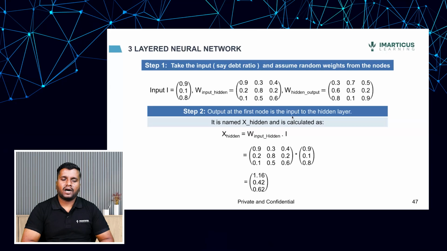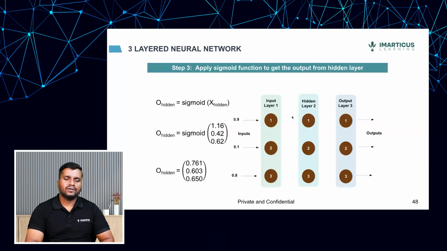And the output at the first node is the input to the hidden layer, and this is what is happening here. So x hidden is equal to w input hidden into I. So this is at the first neuron level, or the first layer of this neural network, and these random weights are multiplied with the input values, and we will get an output value for each and every neuron. Okay, now these neurons will transform the output to the next hidden layer.